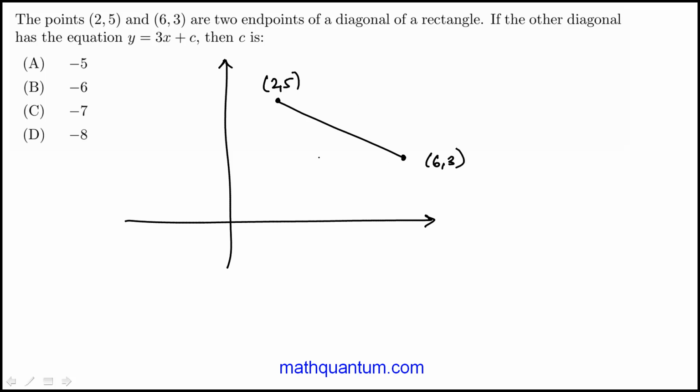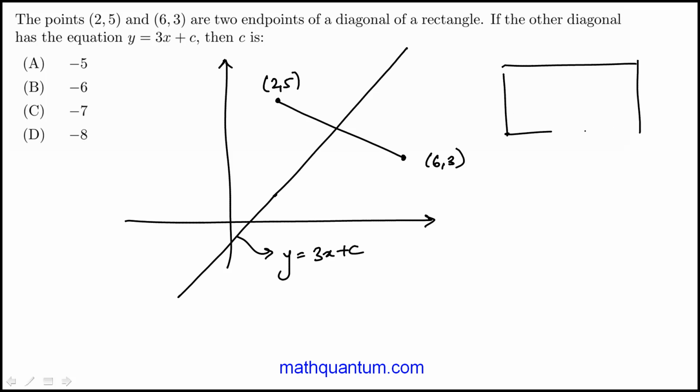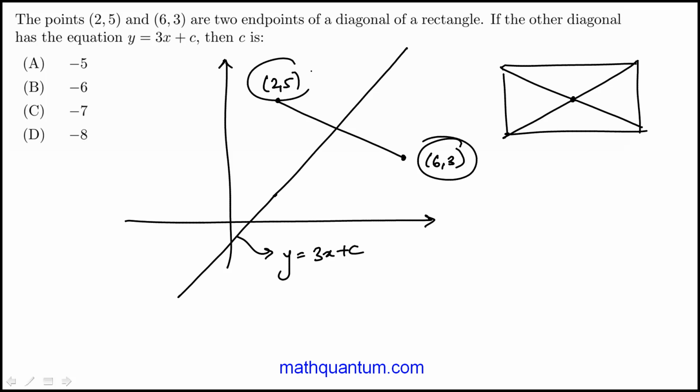And the concept was that whatever the diagonal is, which is this line, we know that in general, if I draw any rectangle, the diagonals intersect at the midpoint. That means that if I find the midpoint of these 2 points, it would fall on this line. And that was the concept.